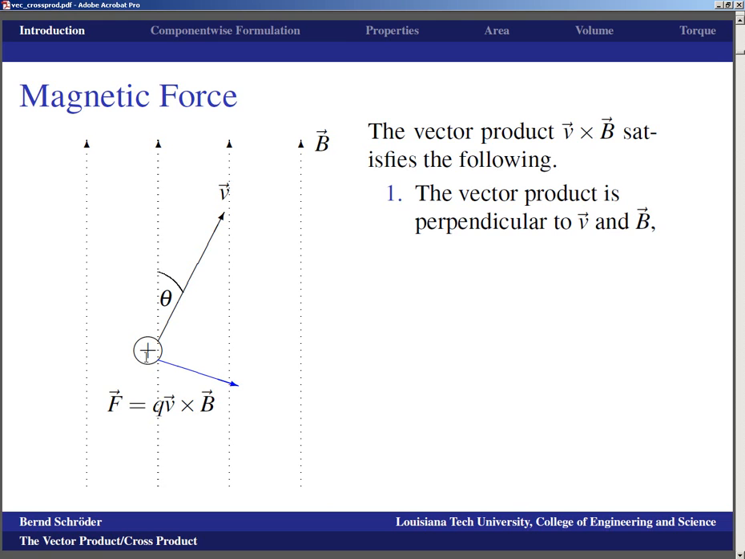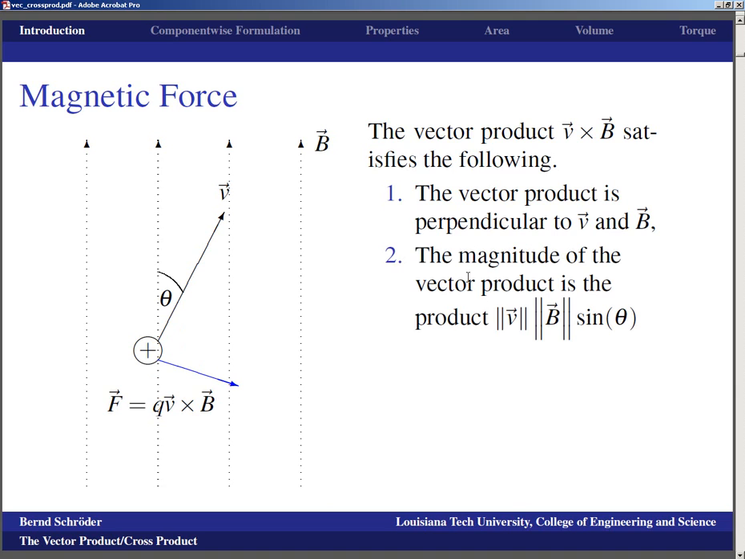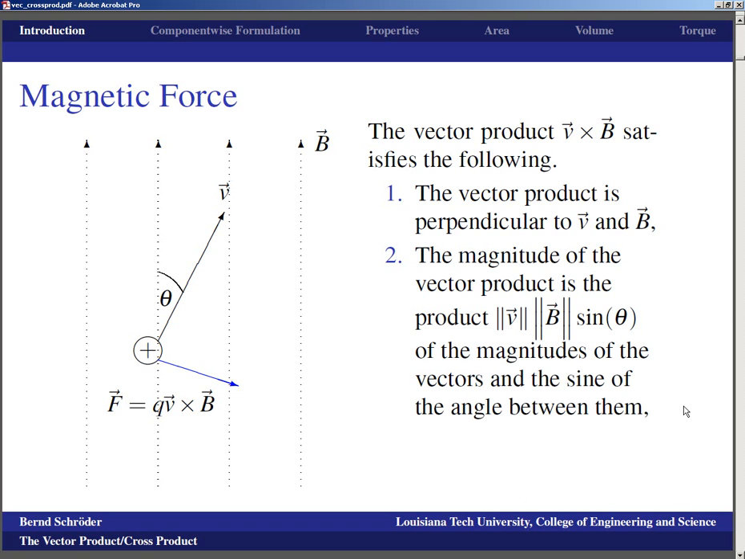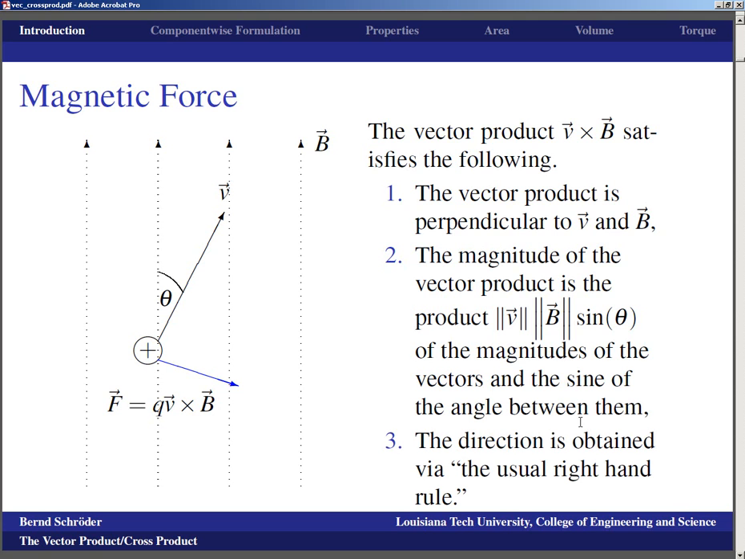So what happens is, as this particle is flying through, the force is bending the path. The magnitude of the vector product is the norm of v times the norm of b times the sine of theta, which is the angle between b and v. So that's the product of the magnitudes of the vectors and the sine of the angle between them. And the direction is obtained via what people call the usual right-hand rule.